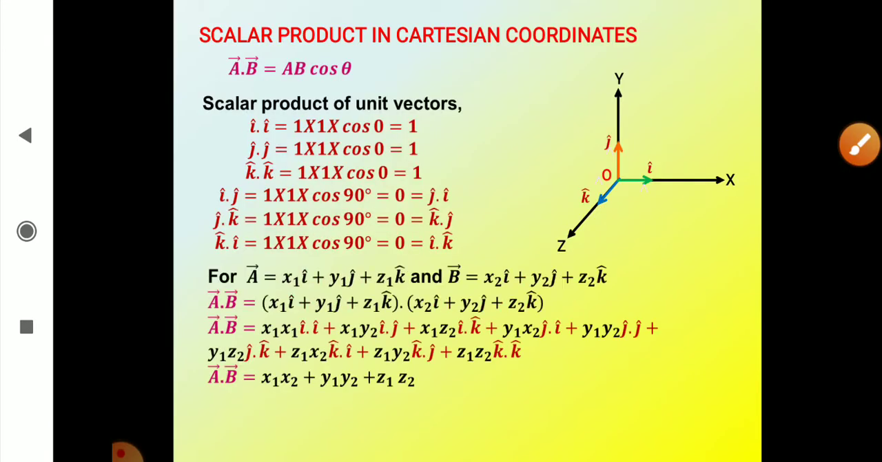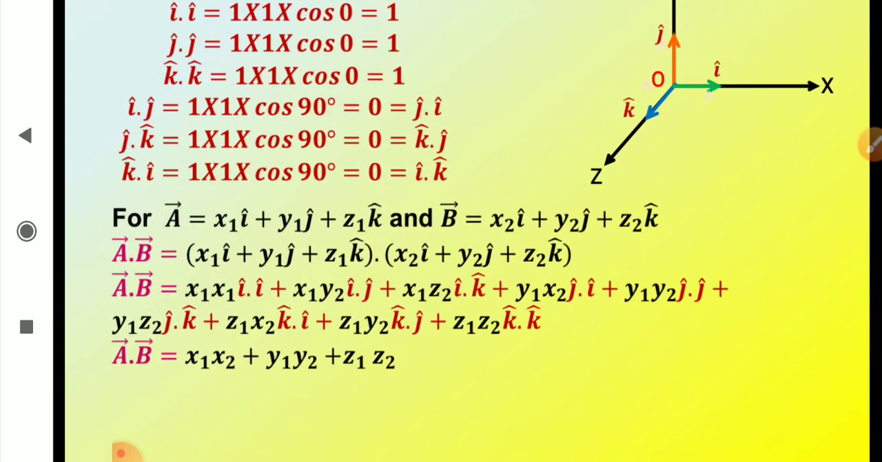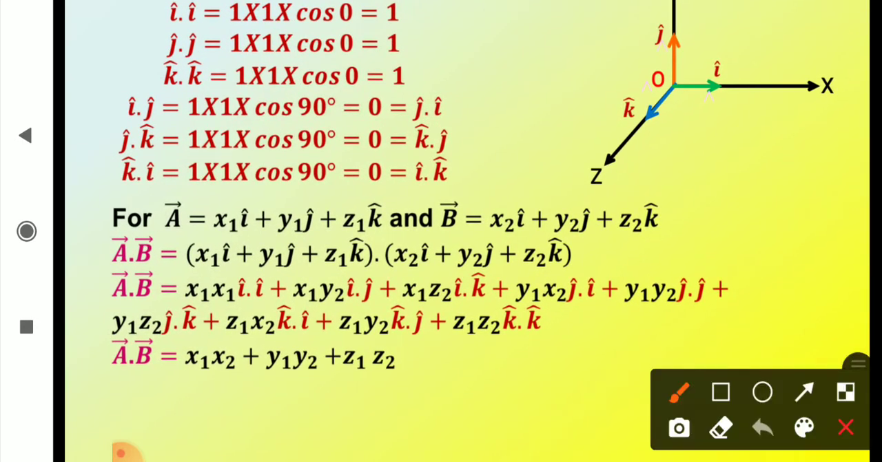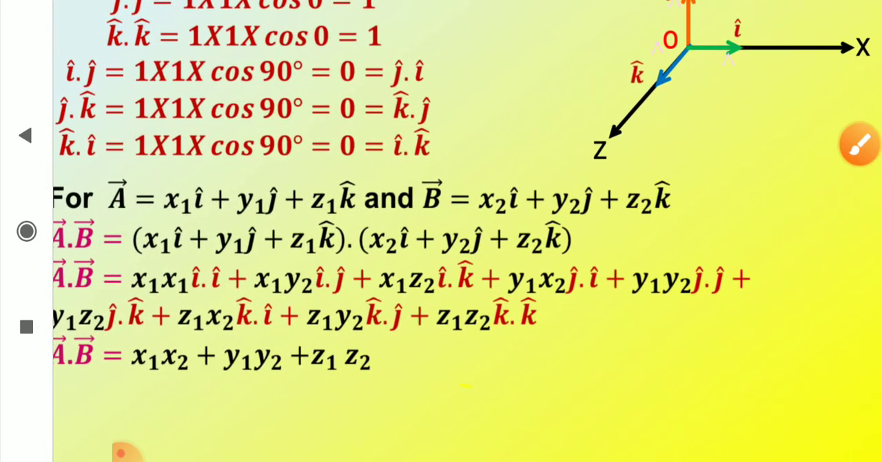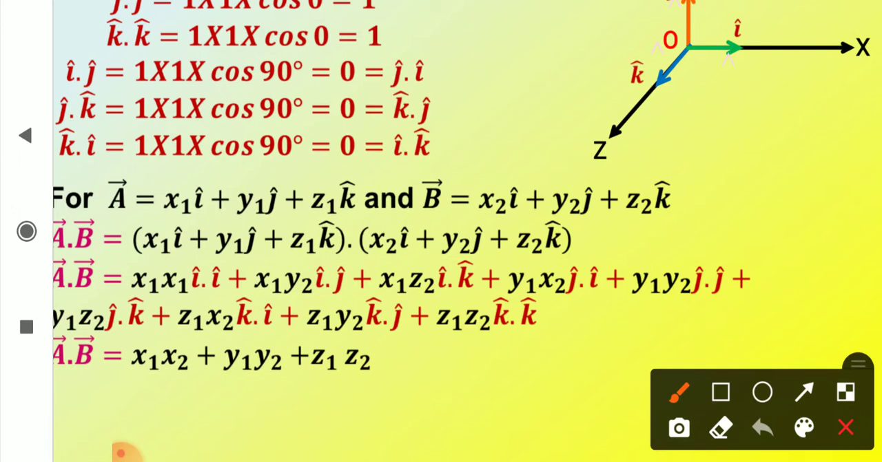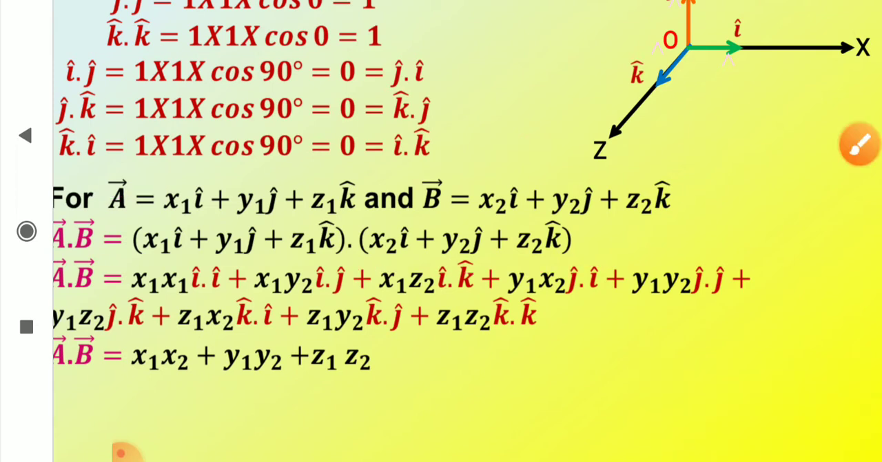And now let us take general vectors. For vectors, A is equal to x1 i cap plus y1 j cap plus z1 k cap, and B is equal to x2 i cap plus y2 j cap plus z2 k cap. These are two vectors given to us and we want to find their scalar product. So vector A dot B will be, put the value of vector A dot vector B and open the bracket. Multiplying, open all the terms. So that's what I'm doing.